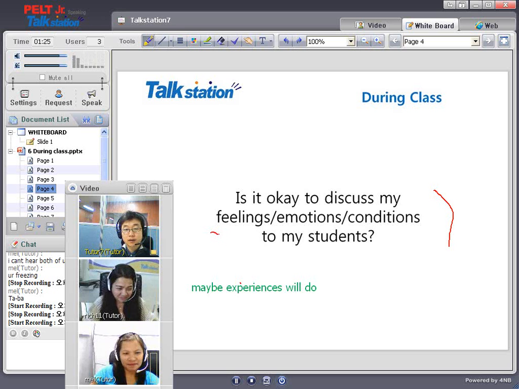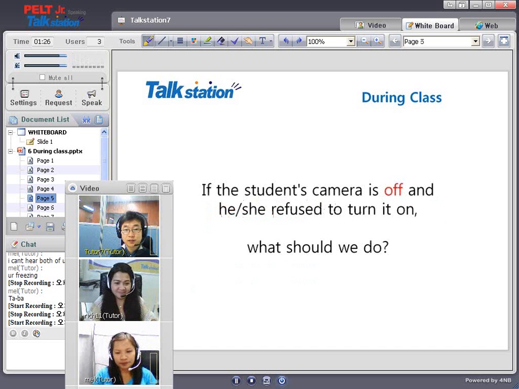If it's relevant to the topic you're dealing with, sharing feelings and emotions is quite okay. But not personal things that are irrelevant to class materials. It's a big no-no. The tutor shouldn't share it with our students, because they might be affected. Okay, of course. Let's move on.